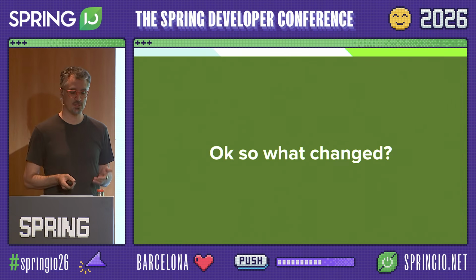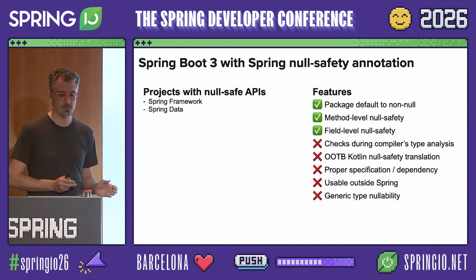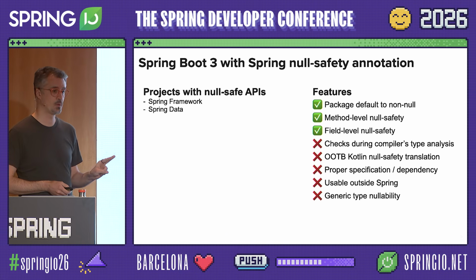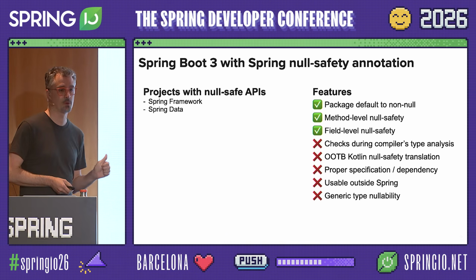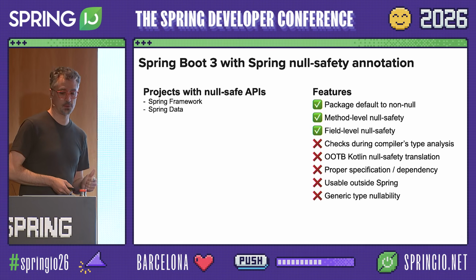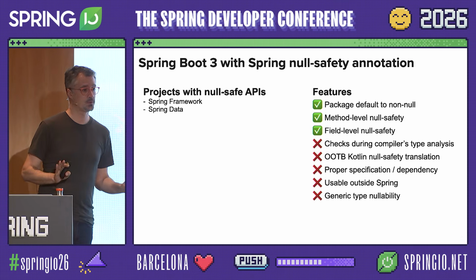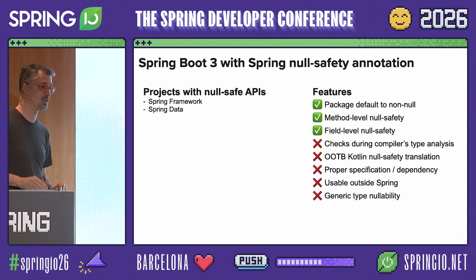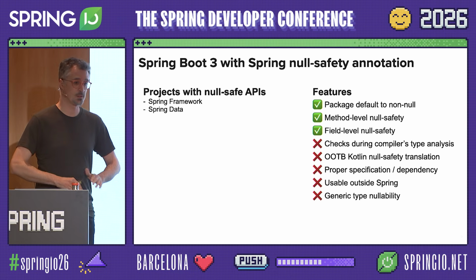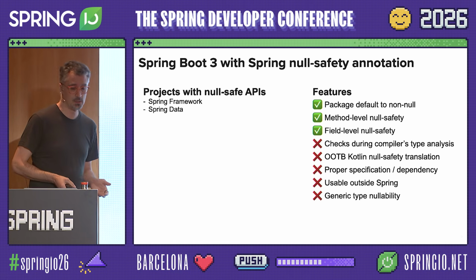Okay, so what changed? What is the news? We are coming from Spring Boot 3 with Spring null safety annotations, with mainly two projects annotated, Spring Framework and Spring Data. We were not using an automated tool to check everything was consistent. To be totally transparent, it was Jürgen and me checking warnings in the IntelliJ IDE from time to time to fix stuff. It was not super deterministic, but at that time, it was a first step, and it was already good enough.